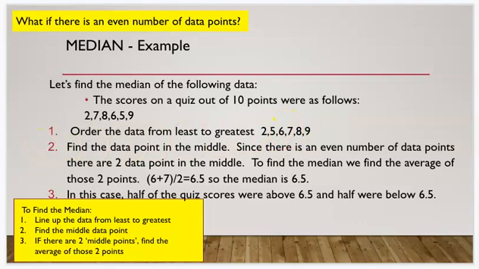To find the median, we find the average of those points. So we add 6 plus 7 and divide by 2. So the median is 6.5. In other words, half of the quiz scores were above 6.5 and half of the scores were below 6.5 points.